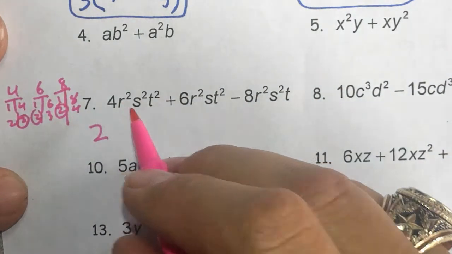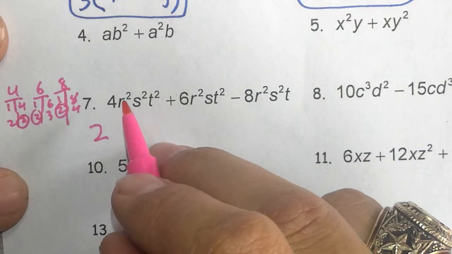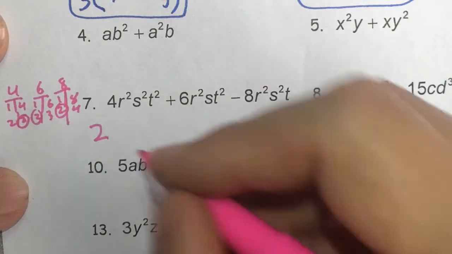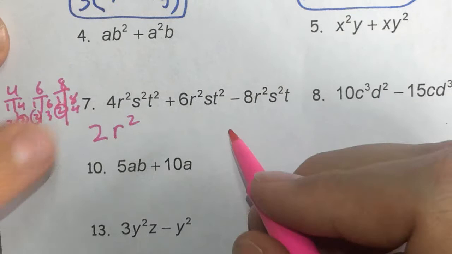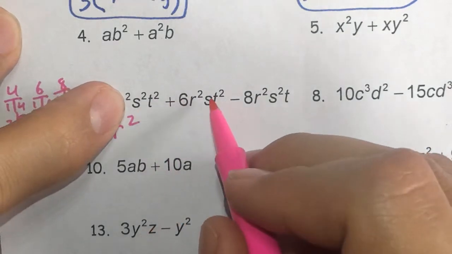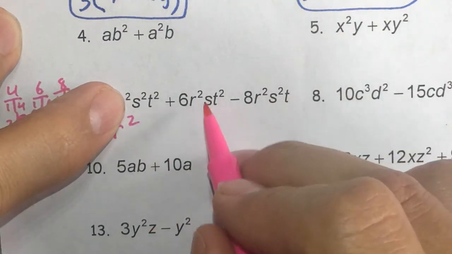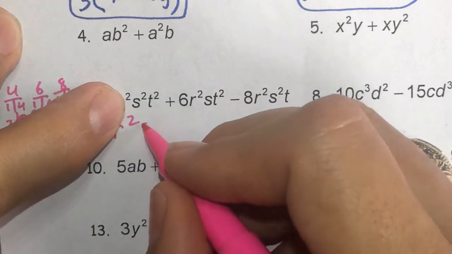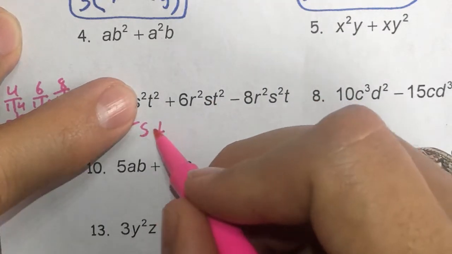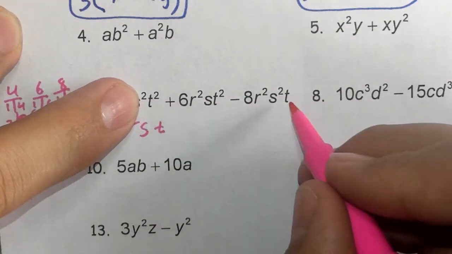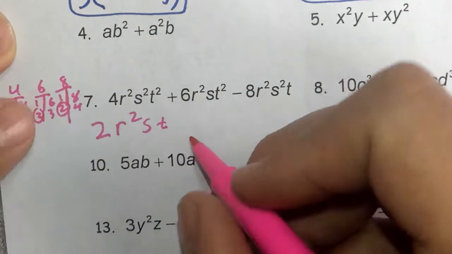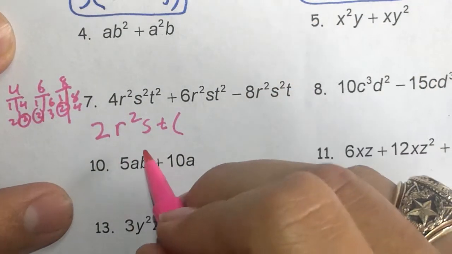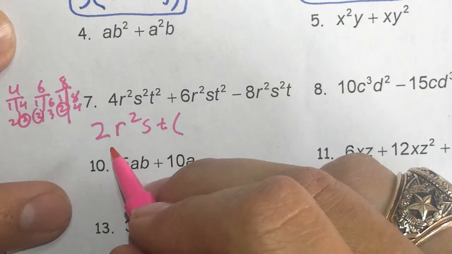Then I can look at the r's. Do they all have r's? Yes. What's the smallest one? They all have a 2. So I can pull out an r squared for both of them. They all have s's. S, S, yes. What's the smallest one? Smallest one is s to the first power. Then I have t's. All have t's. Smallest one is t to the first. So that is my greatest common factor. All of that's my greatest common factor.